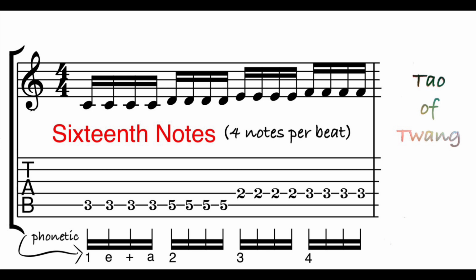The phonetic for this one is 1 E and a, 2 E and a, 3 E and a, 4 E and a. Again, I'm just going all the way up that scale, even though the slide just shows the first couple notes. But whatever note or sequence of notes we're on, the counting is the same. 1 E and a, 2 E and a, 3 E and a, 4 E and a.